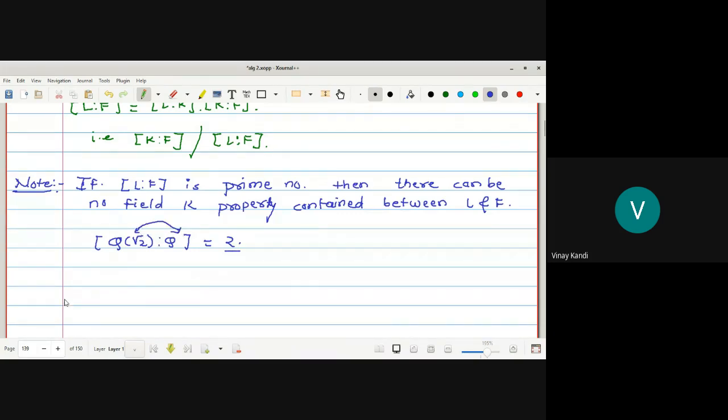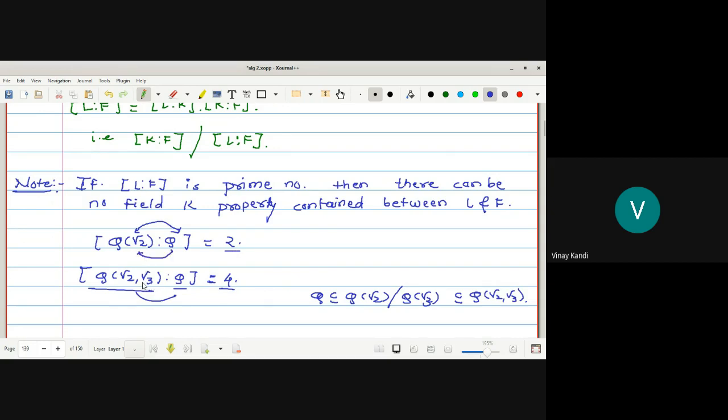Now Q root 2 root 3 over Q. What is the degree of this? This one is 4, which is not prime. So in between this field and this field, there exists another field. Look here: Q is contained in Q root 2, or Q root 3, which is contained in Q root 2 root 3. If the degree is a prime number, then no field exists between the two.